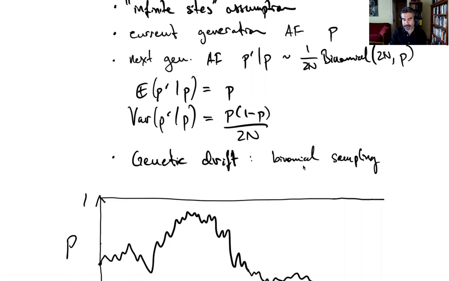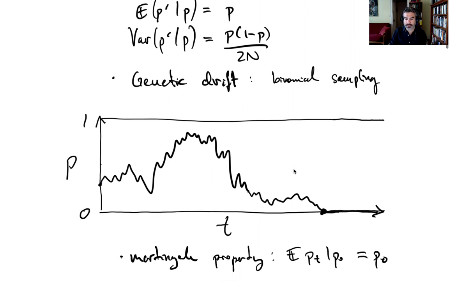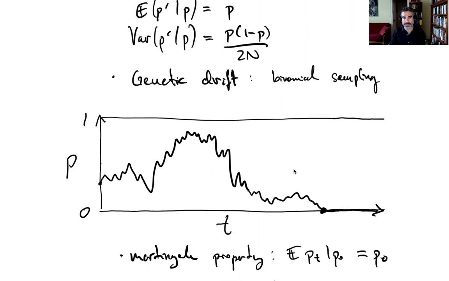I've drawn a sample path here, showing how the allele frequency might evolve over time. And in this neutral setting, the conditional expectation of the allele frequency never changes, even if the population size does. In probabilistic language, the Wright-Fisher process is a martingale. This is an important property.